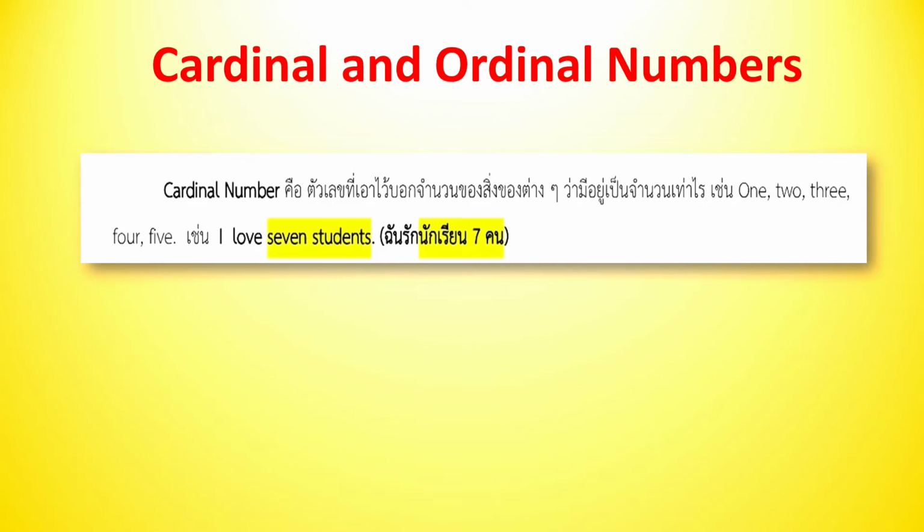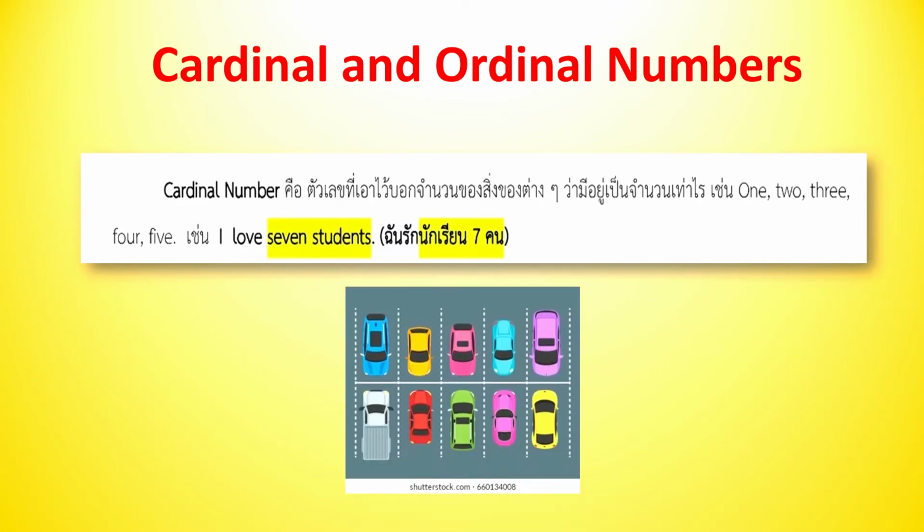We use cardinal number to count something. For example, this picture shows 10 cars in a parking lot. So, the number 10 that I say here is a cardinal number. Okay. Next.